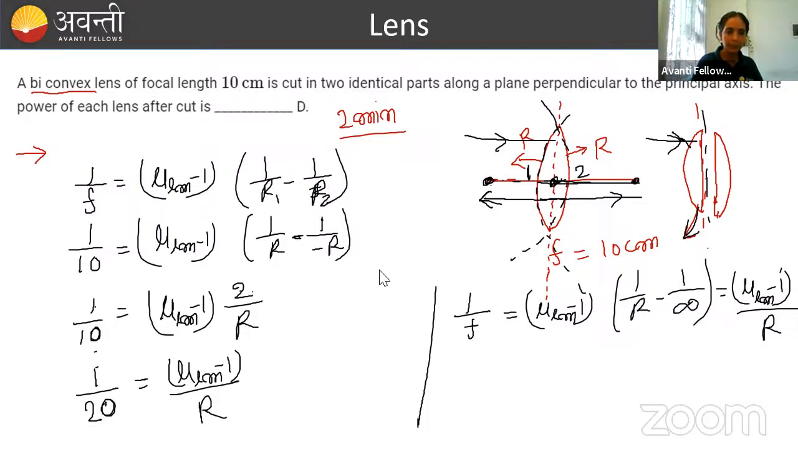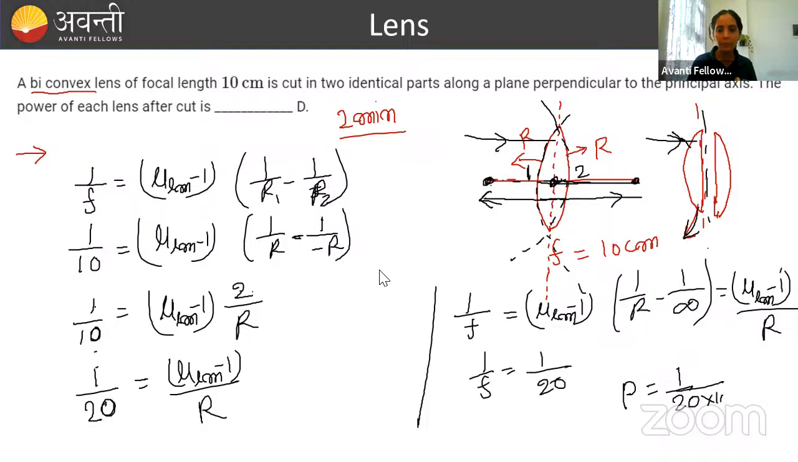Done. So this we are going to get. Now look carefully here, mu L minus 1 by R is 1 by 20. So just put 1 by 20 here. 1 by f will become 1 by 20. So new focal length is 20 centimeter. Power will be what? What is power? It is 1 by f. So power is 1 by 20. And always remember, when we write power of a lens, we always write focal length in meter. Just mark it. We always write focal length in meter.